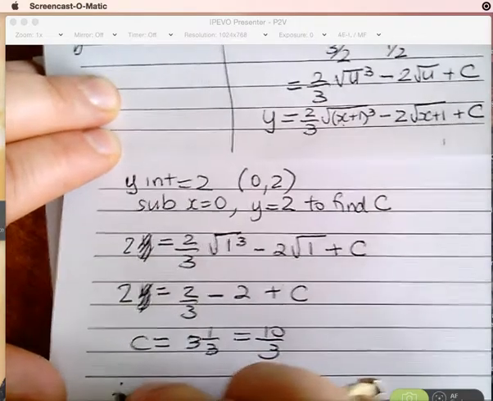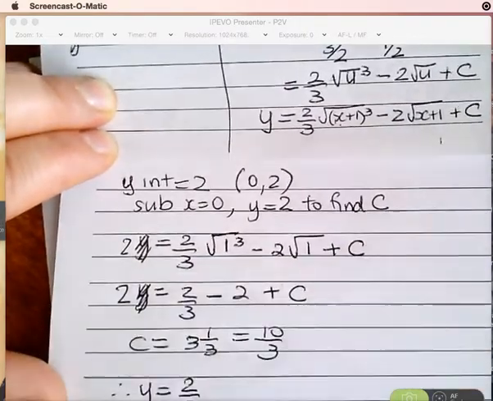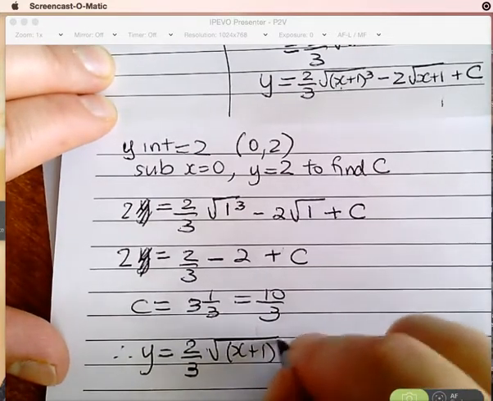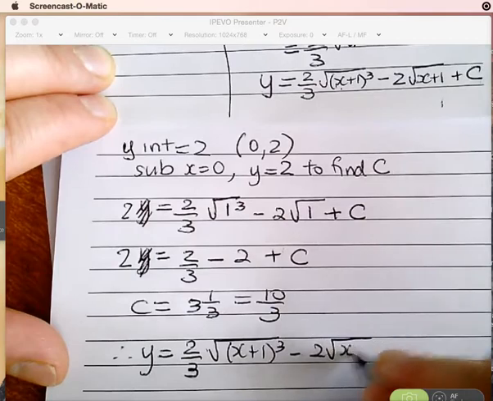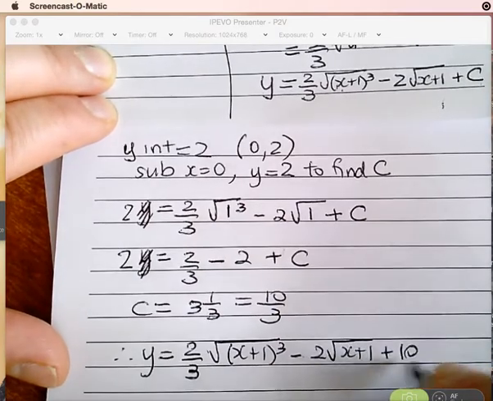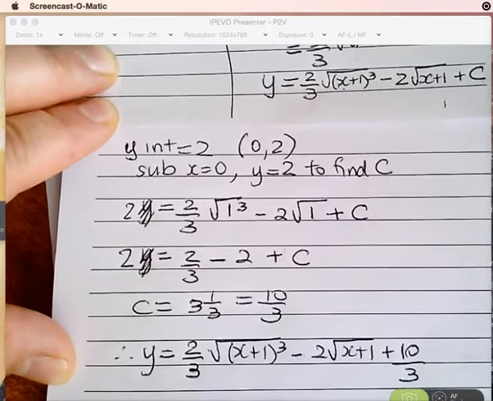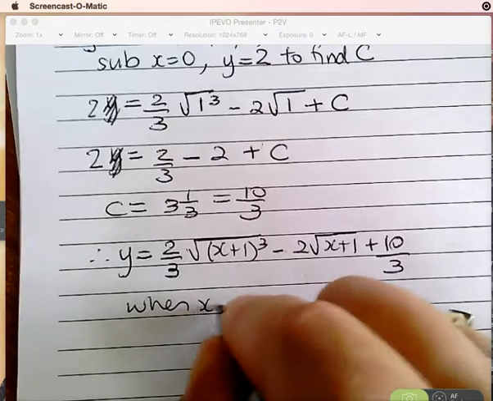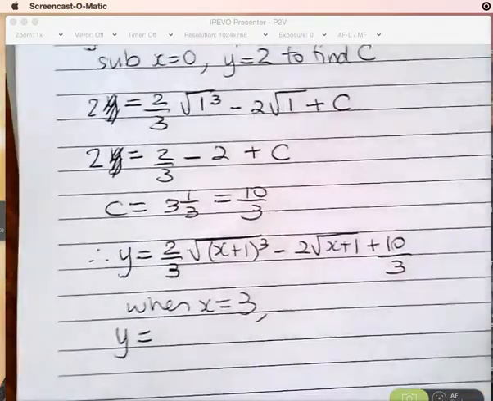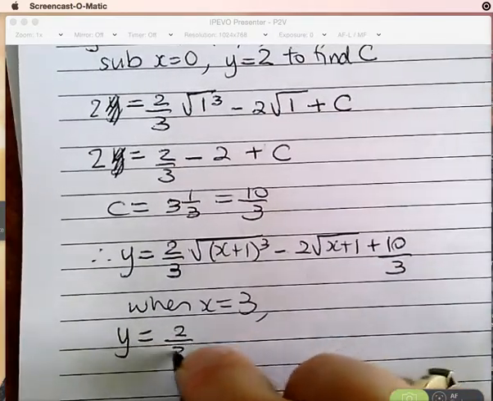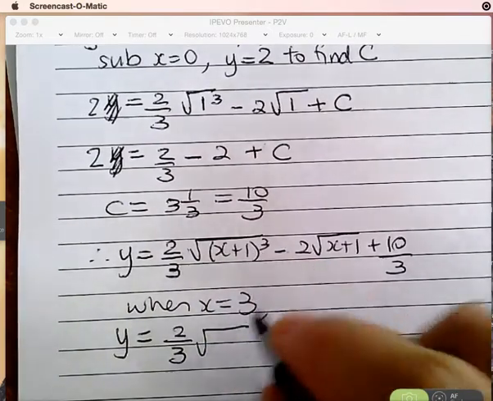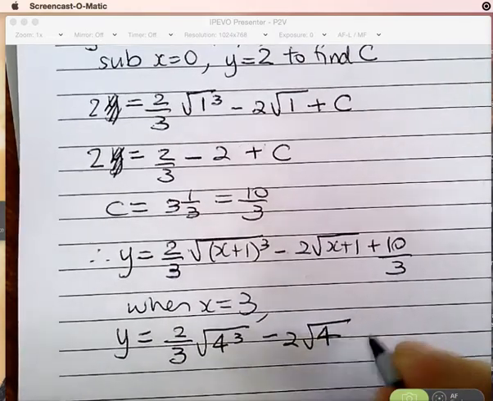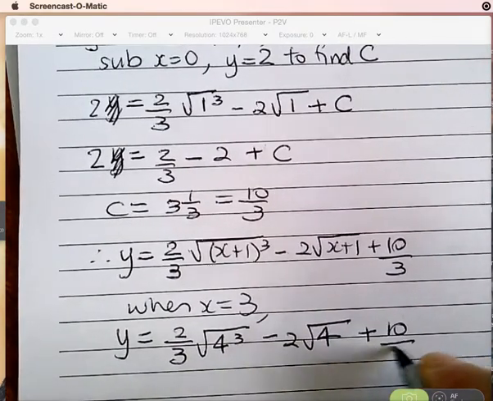So therefore your equation is y equals 2/3 times the square root of x plus 1 cubed, minus 2 times the square root of x plus 1, plus 10 on 3. That's your equation. Now you find when x equals 3, what does y equal? 2/3 square root of 4 cubed minus 2 times the square root of 4 plus 10 on 3.